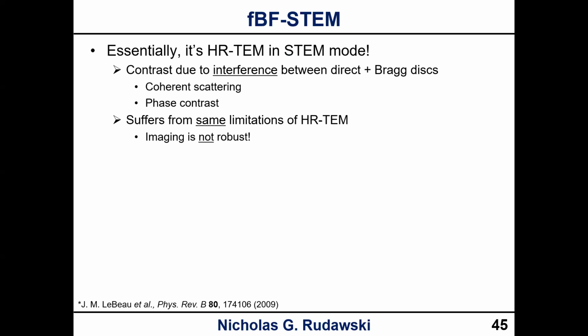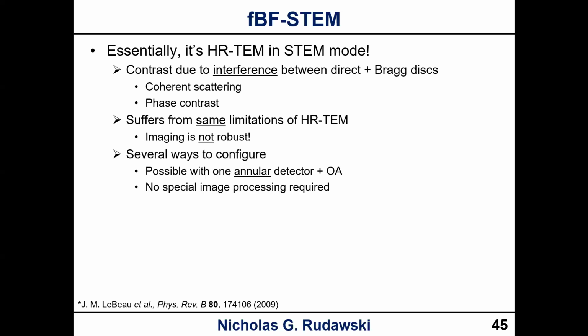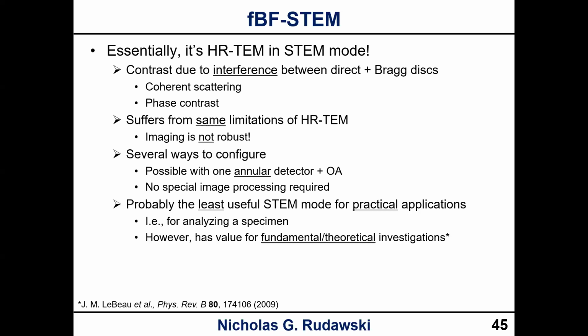Thickness has a qualitative impact as well, even though I didn't show it, but the imaging is not robust. Okay, there are several ways to configure this. In addition to having a circular detector, you can do it with an annular detector and an objective aperture. You don't need any special image processing to do this.